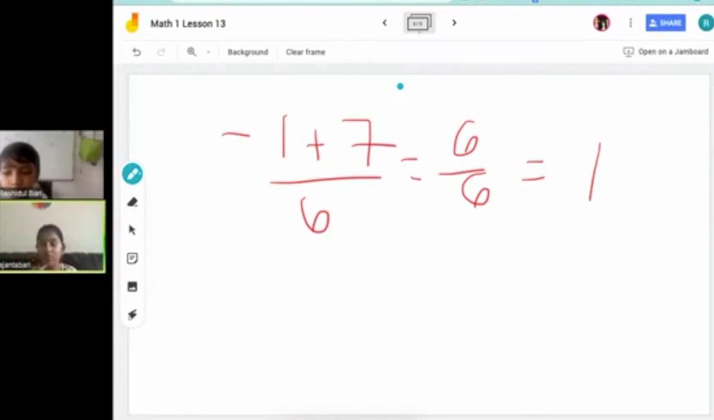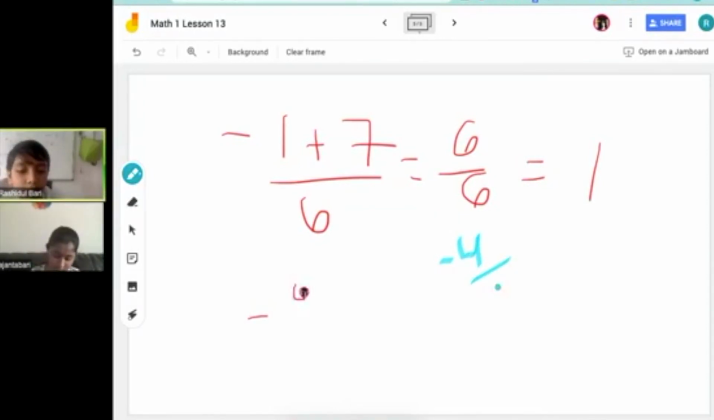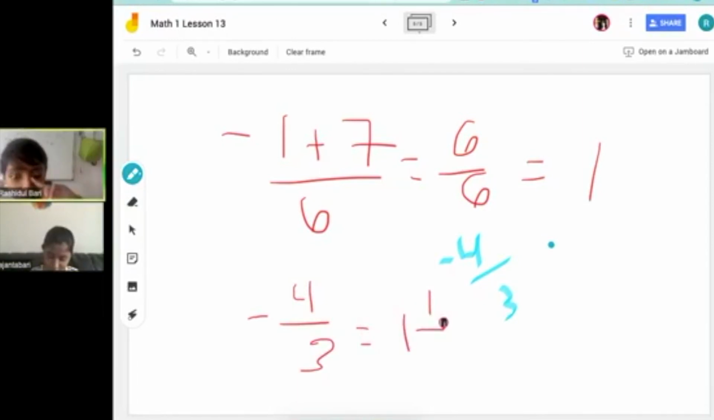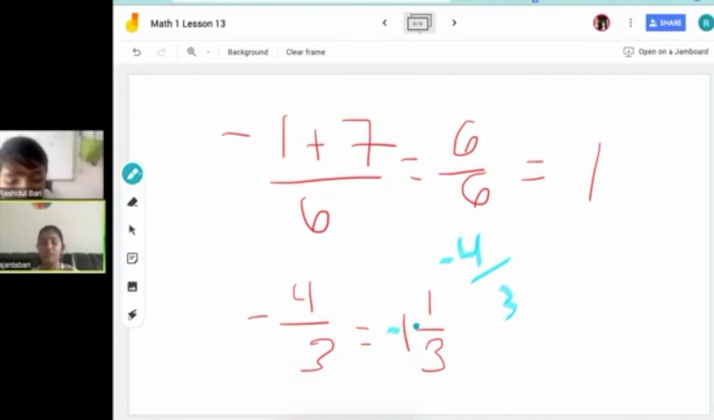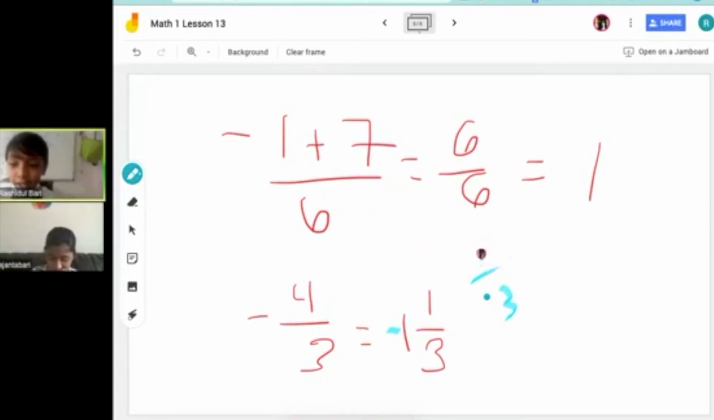How can you simplify it? You would simplify it by 2, since it goes into both of them. If you simplify, that will give you negative 4 over 3. Okay, phew. So the solutions are 1 and negative 4 over 3. We don't usually write it as negative 1 and 1 third because we can confuse it with negative 1 times 1 third.